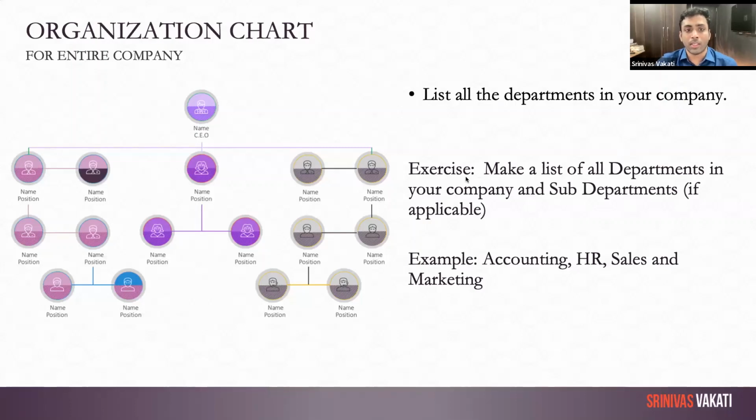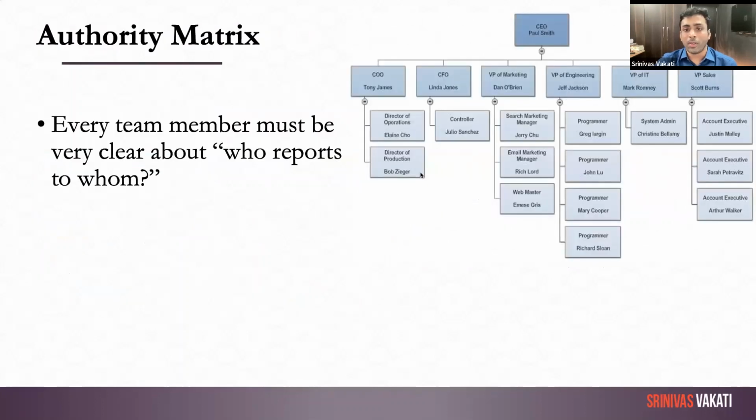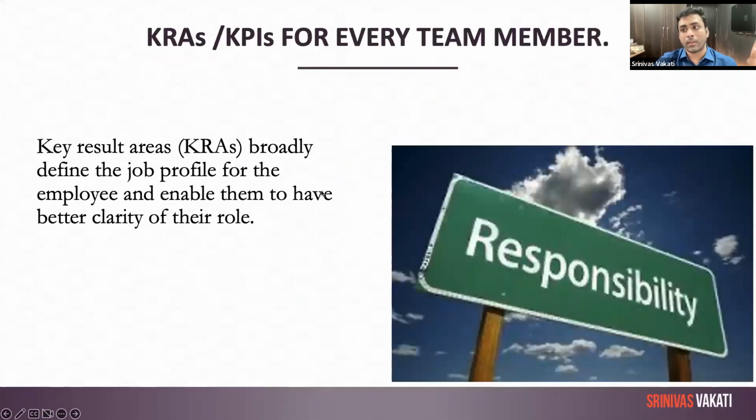Perfect. So let's move to the second step. If the company is big, you can have something called an authority matrix, which basically means in the org chart itself, make a note of who will report to whom. And once the org chart is done, now you know what the departments are. In the HR department, you need to make a list of those employees who are in the department.